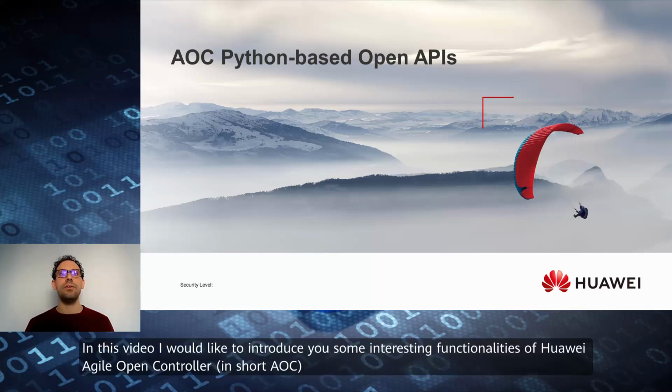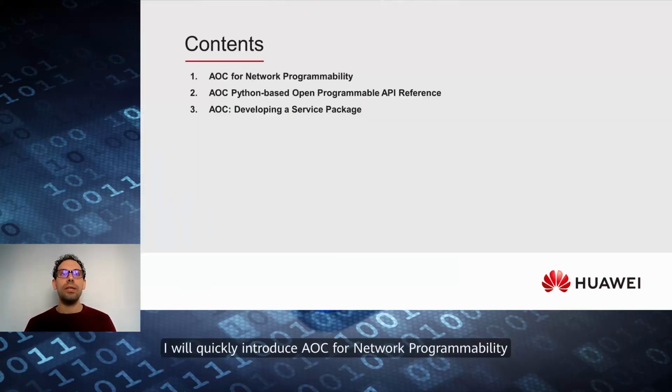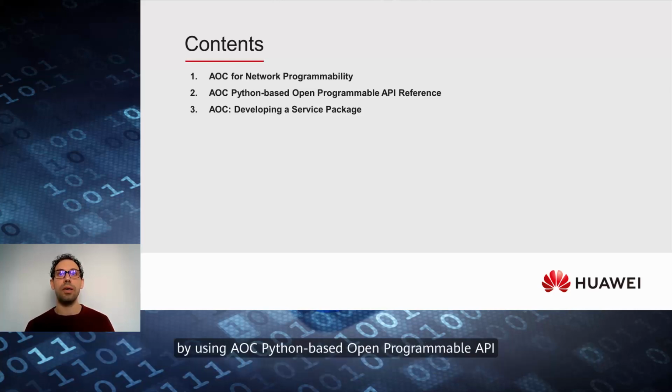Hi, in this video I would like to introduce you to some interesting functionalities of the Huawei Agile Open Container, in short AOC, and in particular its Python-based Open API. I will quickly introduce AOC for network programmability, then we'll explain what a service package is and why it is useful. Finally, I will provide some details on how the service package design can be flexibly and efficiently enriched by using the AOC Python-based Open Programmable API and describe some of its reference documentation functionalities.